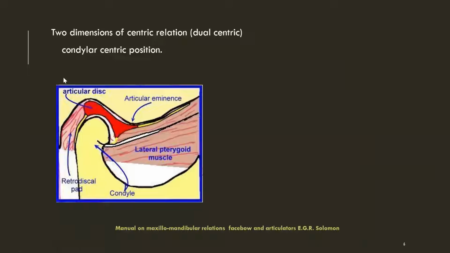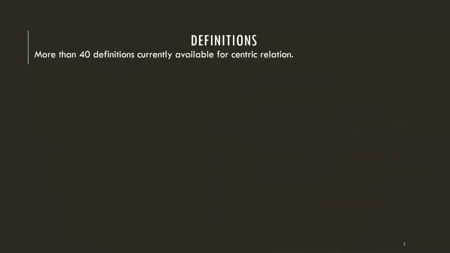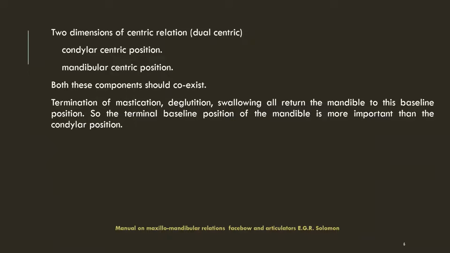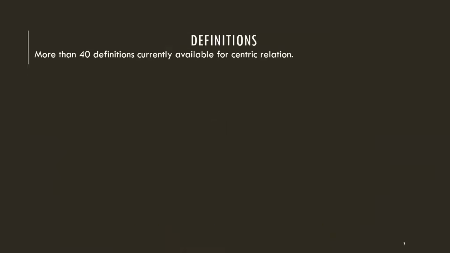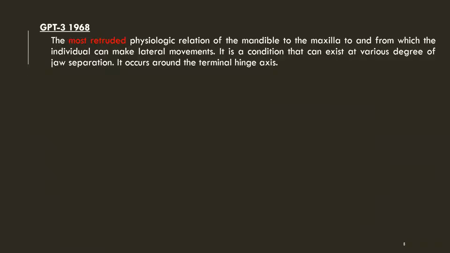So, centric relation has two dimensions and hence it is called dual centric. The first is the condylar centric relation, which is the condyle disc fossa eminentia relationship, while the mandibular centric is the maxillomandibular relationship. Both these should coexist, and termination of mastication, deglutition, swallowing all return the mandible to this baseline position. So the terminal baseline position of the mandible is more important than the condylar position. More than 40 definitions are currently available for centric relation, from GPT-1 to GPT-9.